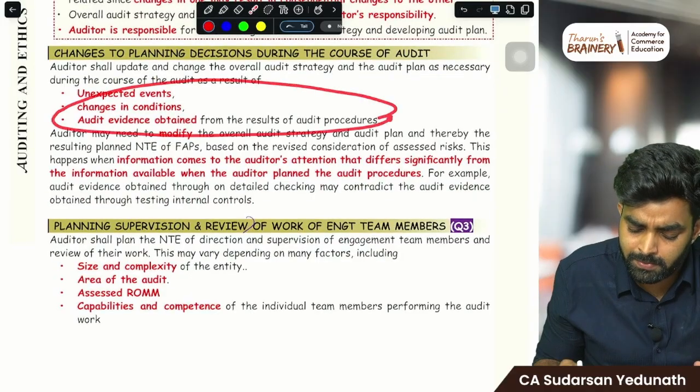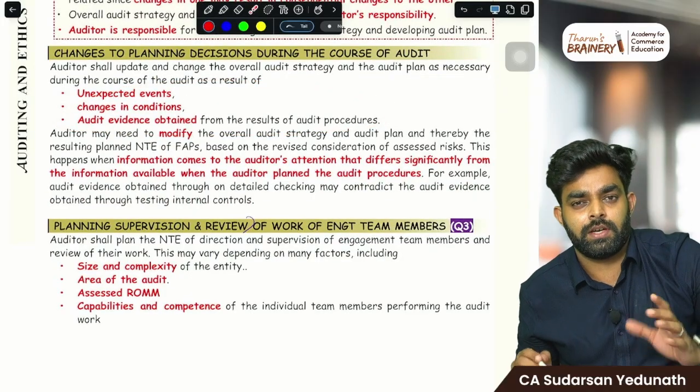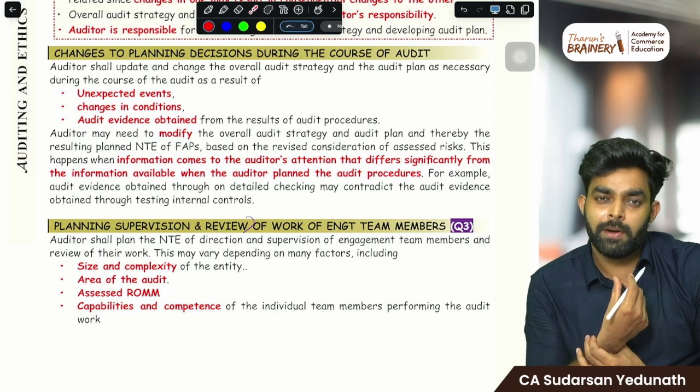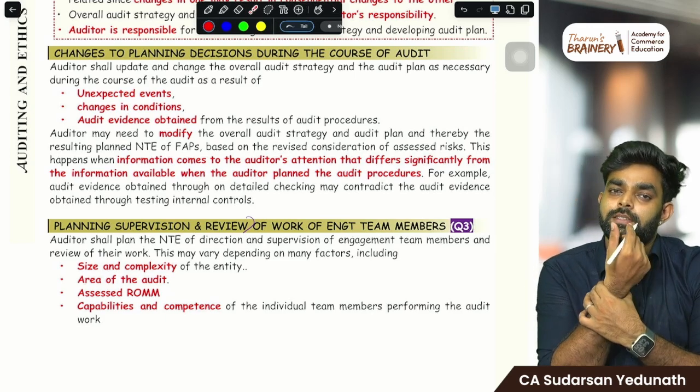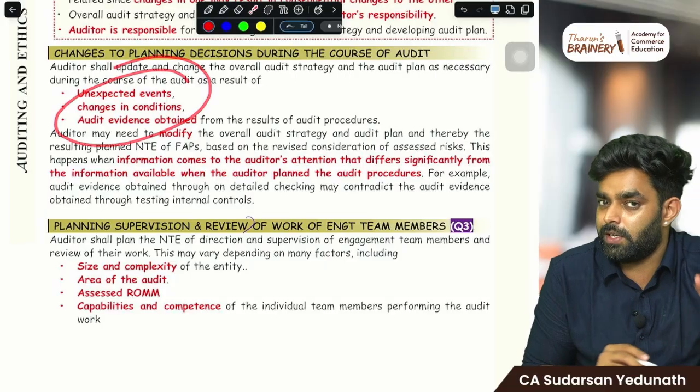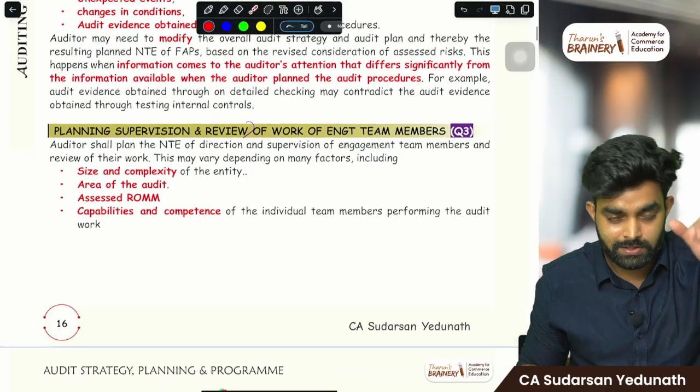Audit evidence obtained from the result of audit procedure. Initially, you were believing the company was going good, but you did the audit. You got audit evidence that the company has a lot of fraud or something happening. So now we want to revise the audit strategy and audit plan. So in these three cases, you will revise.